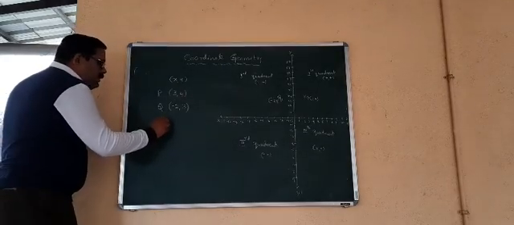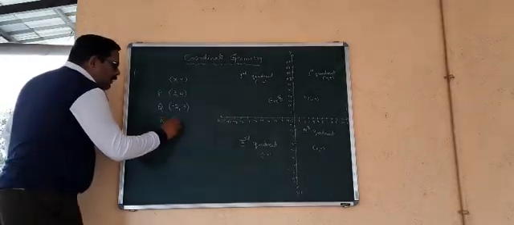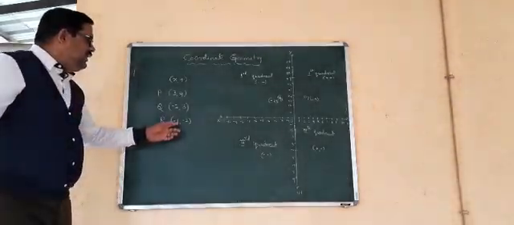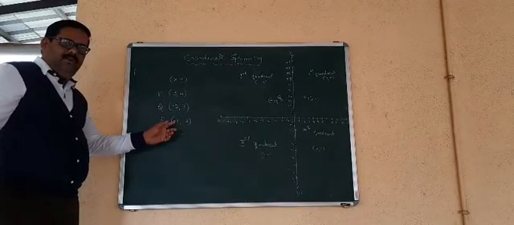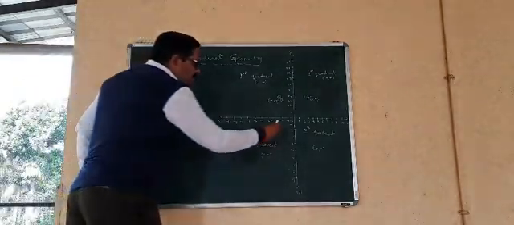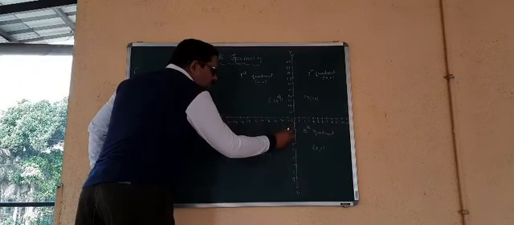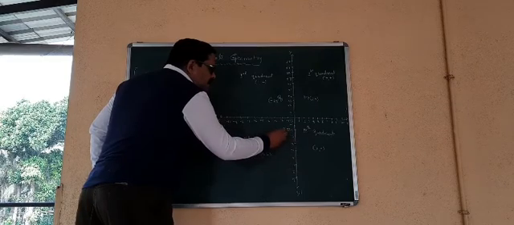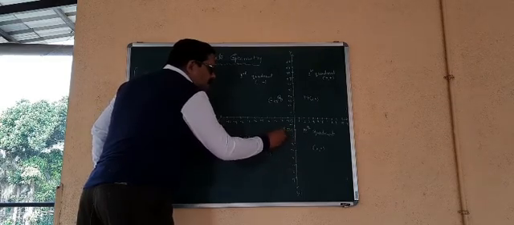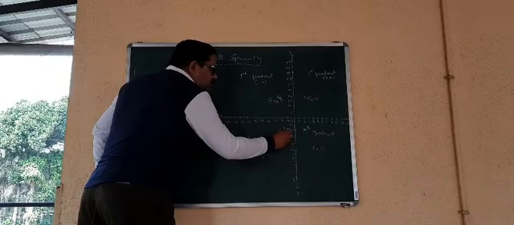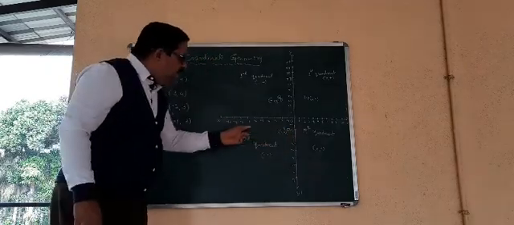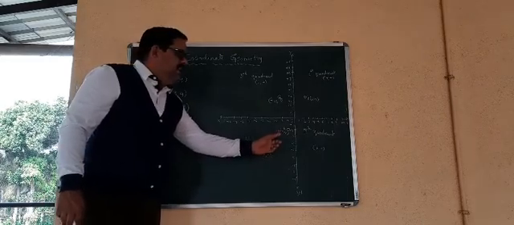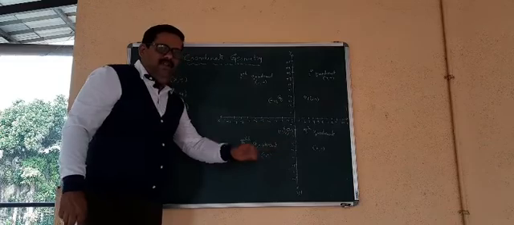Suppose we have another point R, minus 1, minus 2. Both the ordinate and abscissa have a negative sign. The point is here, minus 1 and minus 2. This is the point R, which has the coordinate of minus 1 and minus 2. So the points in the third quadrant always have negative values for both x and y.